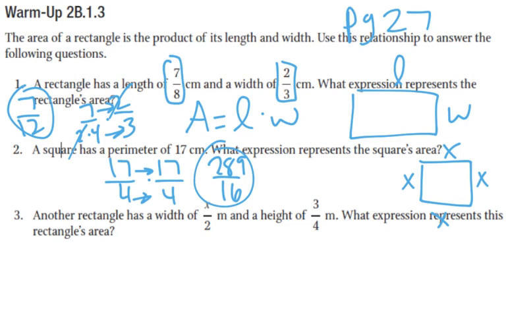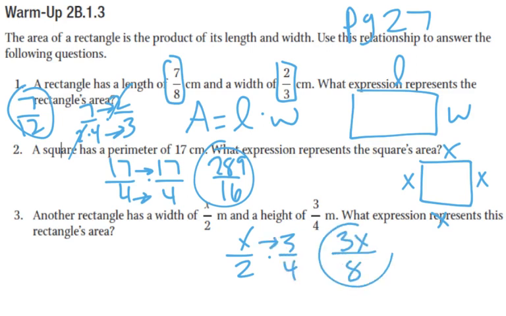Okay, 3 says, another rectangle has a width of x/2 and a height of 3/4. What expression represents this rectangle's area? So just x/2 times 3/4. So we'd get 3x/8. Can't simplify it, so we'd call that good.